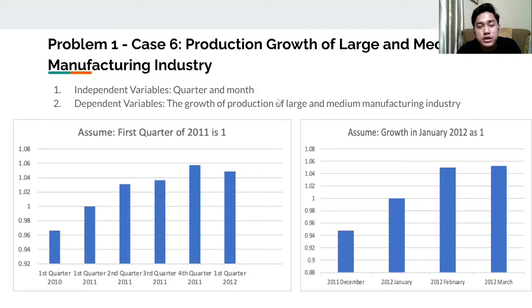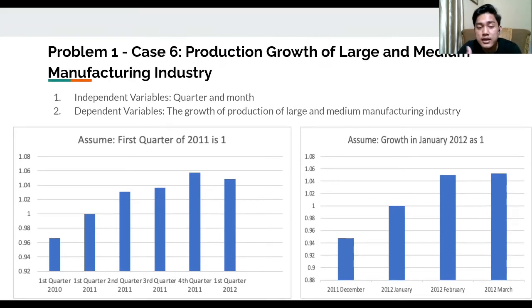And next up, we talk about problem 1 case 6, which is about the production growth of large and medium manufacturing industry. As you can see here, the independent variables are quarter and month. The dependent variable is the growth of production of large and medium manufacturing industry. And we separated the graph into the quarter base, which is on the left, and the month base, which is on the right.